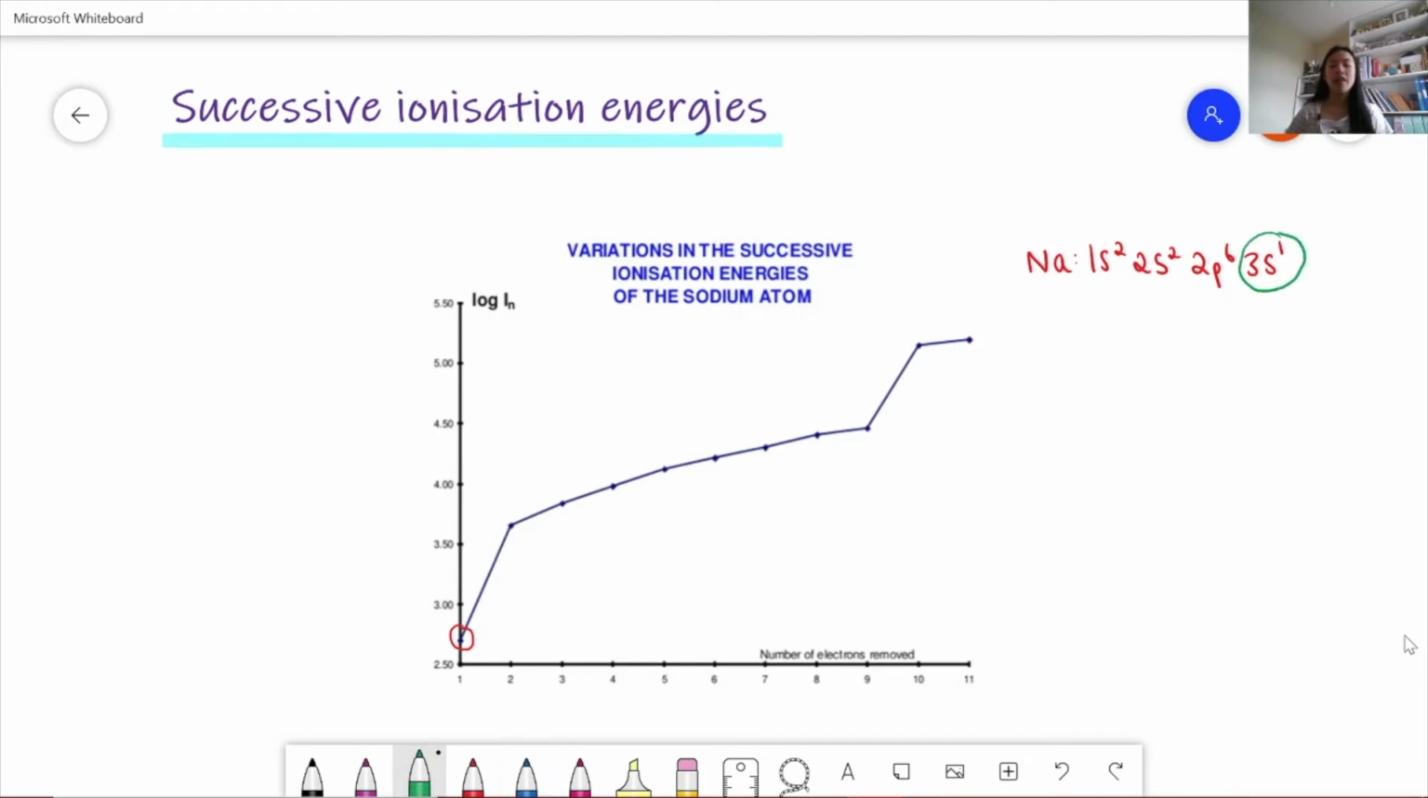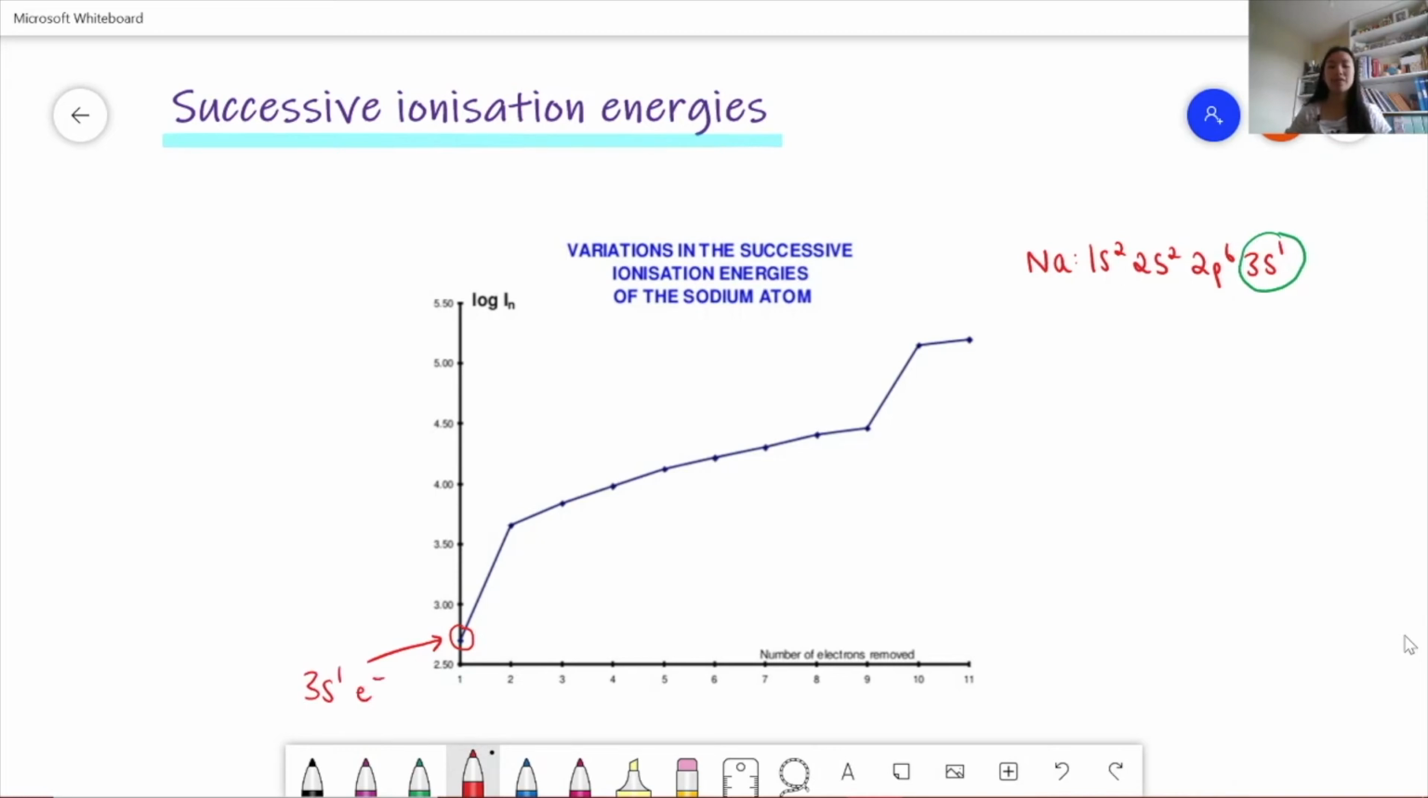So first we're removing this 3s1 electron. This is in a higher energy level compared to the 1s and the 2s and the 2p, because it's in the third shell. And so there must be more shielding between this electron and the nucleus, and also the distance between this electron and the nucleus will be increased compared to electrons in the first and second shell. So this electron will take the least energy to remove because it's in a higher energy level. And so this is the electron we see here. So this must be our 3s1 electron.